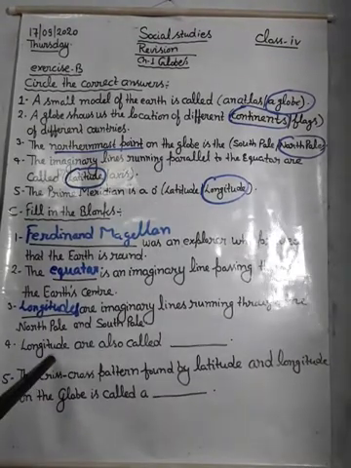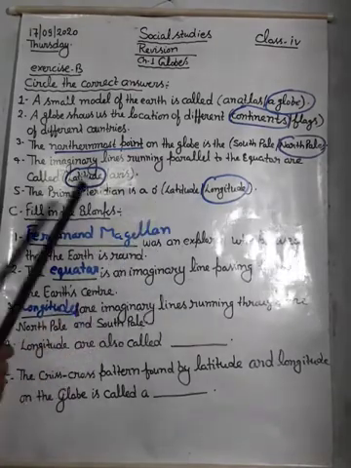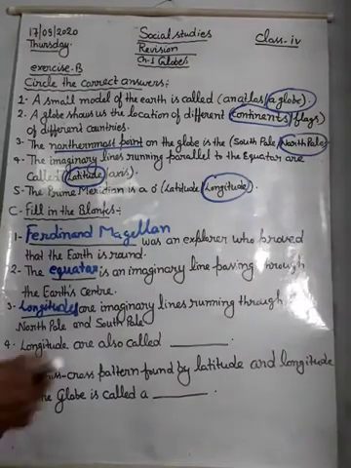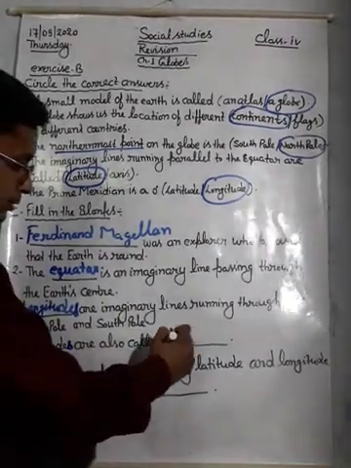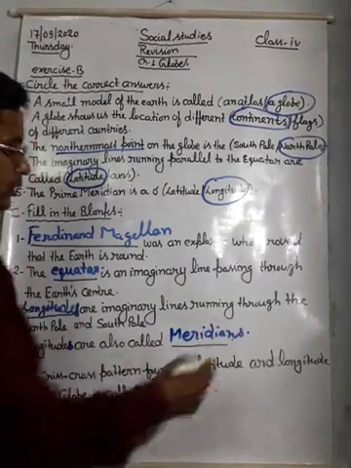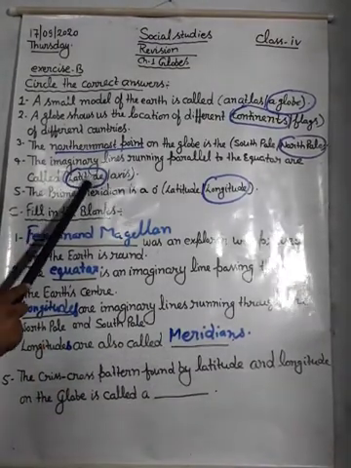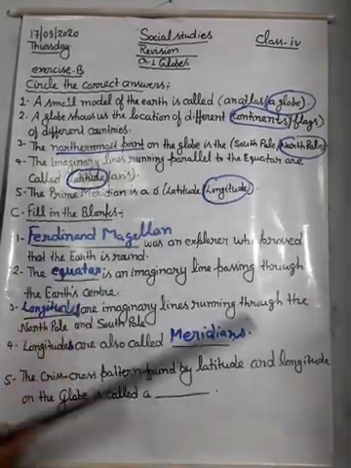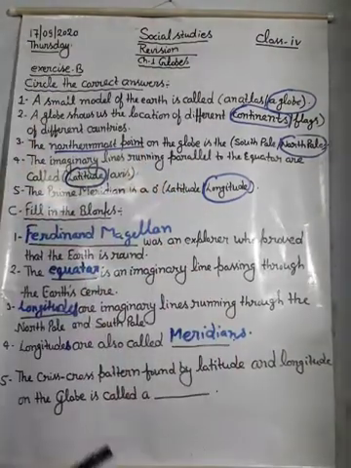Next is: longitudes are also called dash. As I told you, it is also called meridian. Longitudes are also called meridians. As I told you here in this question, meridian is longitude. Meridian and longitude both are the same.